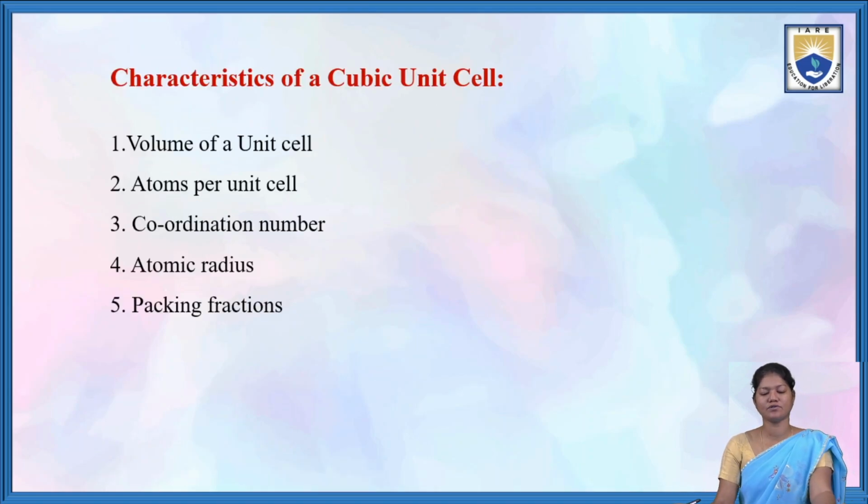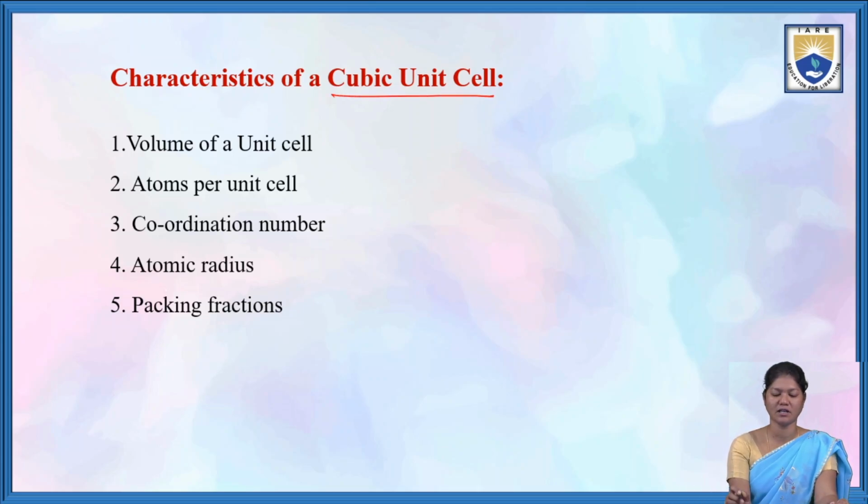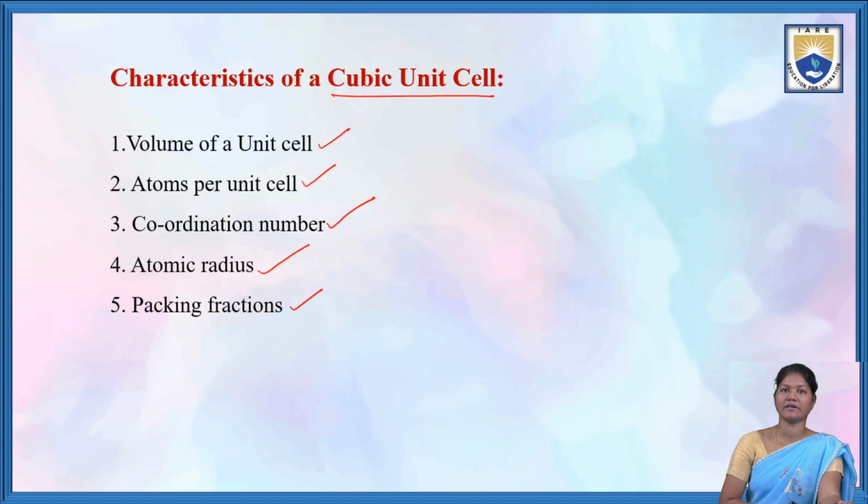Next, characteristics of a cubic unit cell. So what are the characteristics of a cubic unit cell? The characteristics are volume of a unit cell, atoms per unit cell, coordination number, atomic radius, and packing fraction. These are all the characteristics of a cubic unit cell.